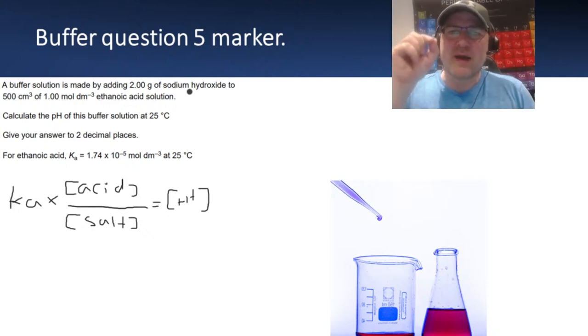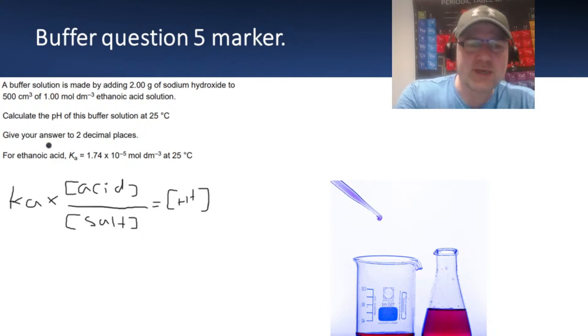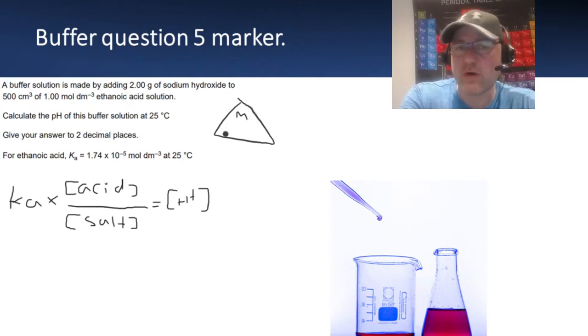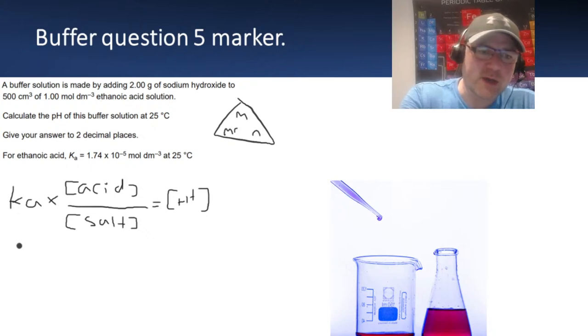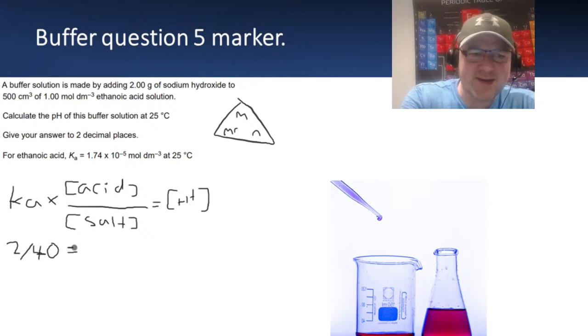So I need to find out my moles of sodium hydroxide, then I'll know how many moles of salt, or ethanoate ions, I've got. So let's work out my moles of sodium hydroxide. How do I do that? Well, I need to use mass over MR, your old-fashioned moles formula. So we're going to go 2. Now, I know some people might say to me, sir, sodium's 23.1. I'm not going for that level of detail here.